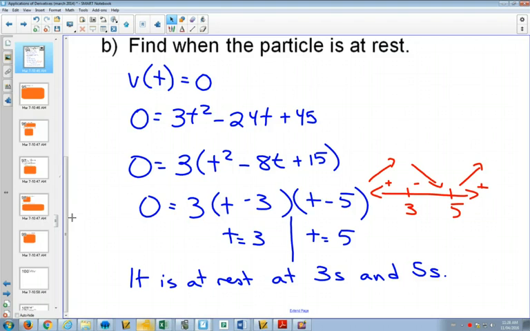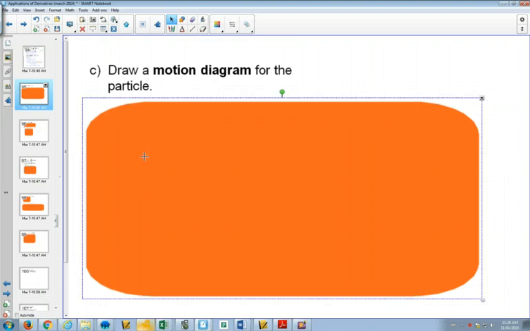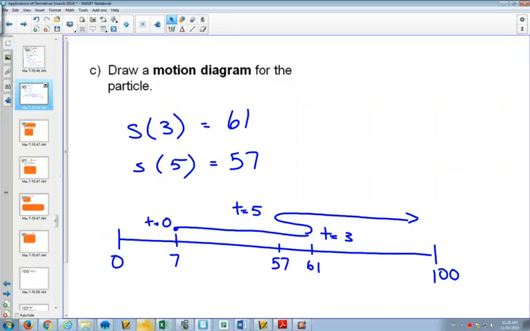Now, knowing that, we can do what's called a motion diagram. A motion diagram looks like this. It basically says, let's find out where it is when it's at rest, when it changes direction. At 3 seconds, it's at 61. At 5 seconds, it's back at 57, and then it goes on from there. We know at time 0, if we plug 0 into our displacement function, we would get 7.